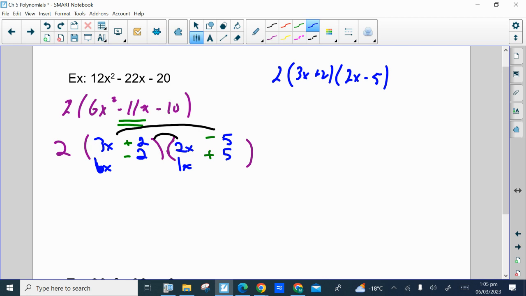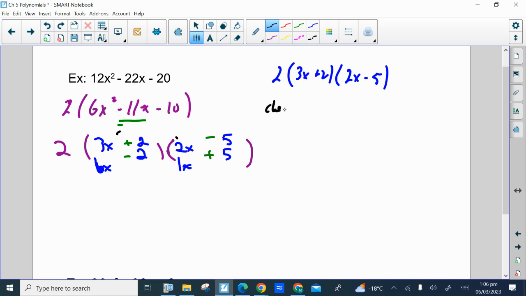Now, just to show you that the negative 2 in the first bracket and the positive 5 in the second will not work. If you were to multiply out with the negative 2 in the first bracket, the positive 5 in the second, it would be 3x times positive 5, which is positive 15x. Negative 2 times 2x is negative 4x. 15x take away 4x is positive 11x, not negative 11x. So that's why those will not work. There's only ever one set of factors for every polynomial.